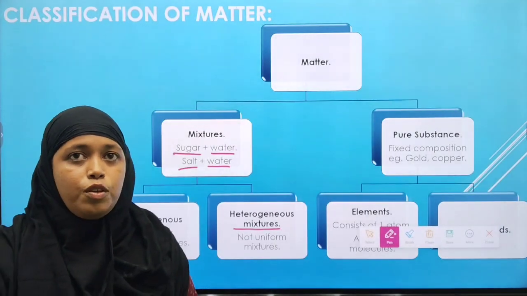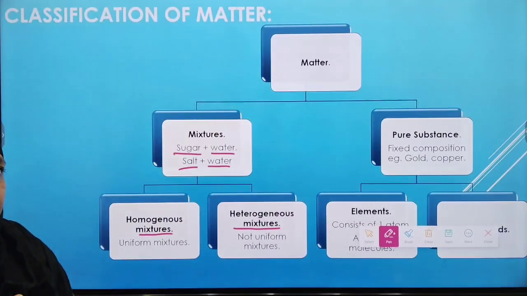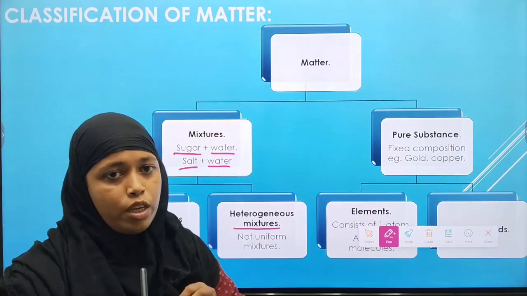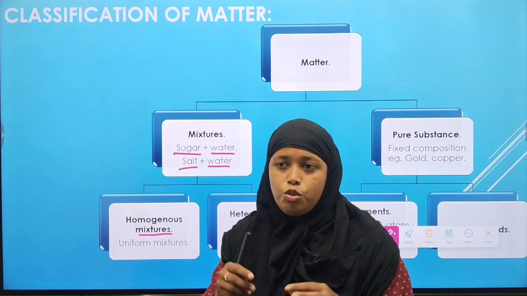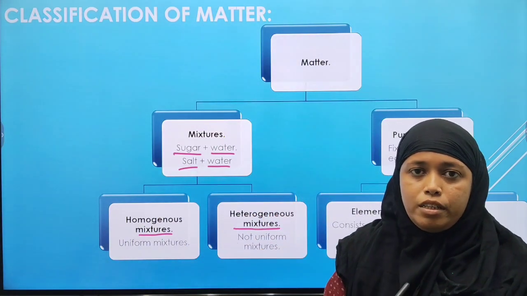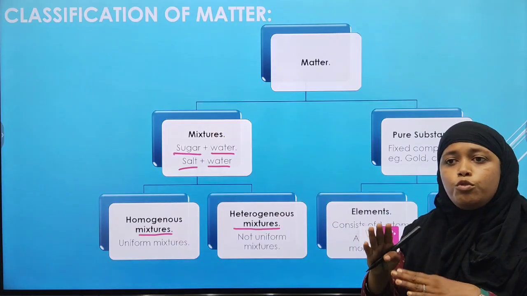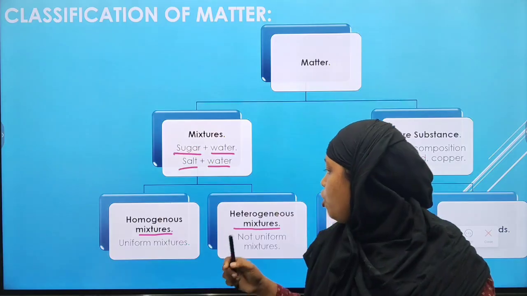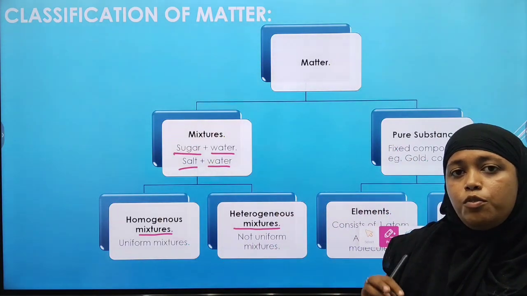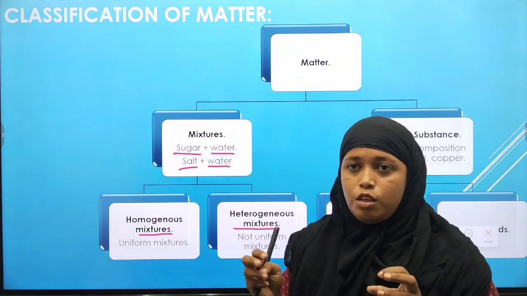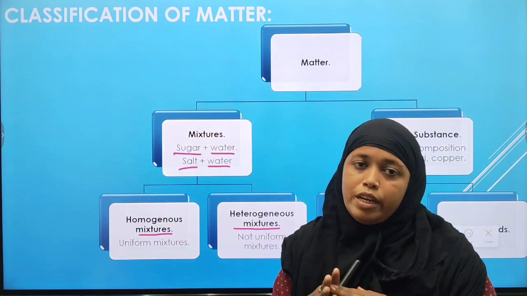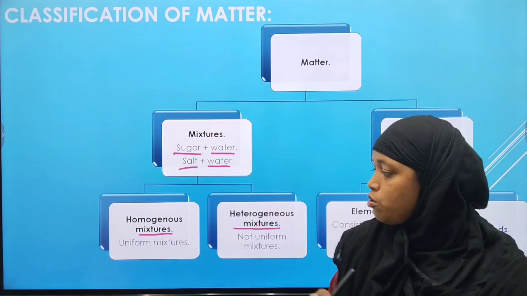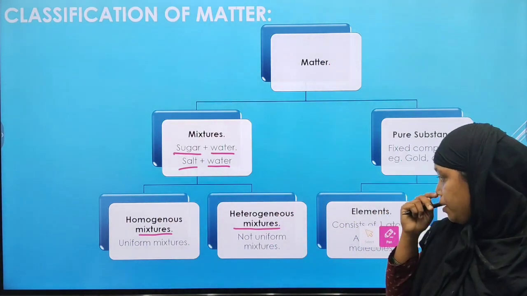Homogeneous mixtures are uniformly mixed, for example salt and water. When salt and water are mixed really well, you'll find no salt particles left in it, and you cannot separate them out. So it is a homogeneous mixture. Whereas in a heterogeneous mixture, if you take mud and water and mix them together, they get mixed, but after some time you will see the mud separating from the water. So that is called a heterogeneous mixture.